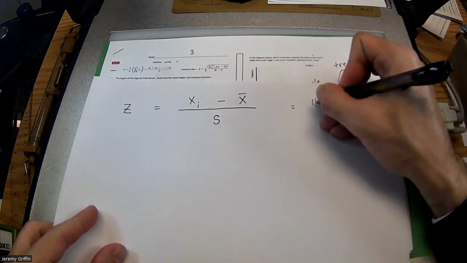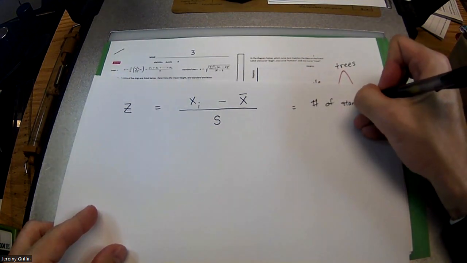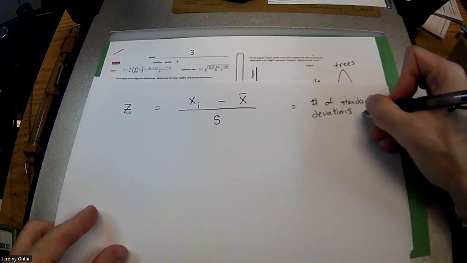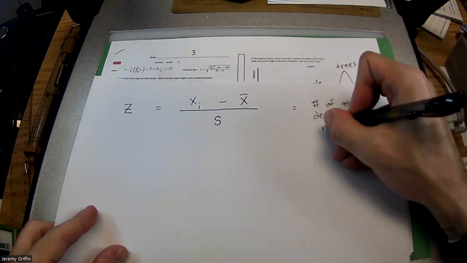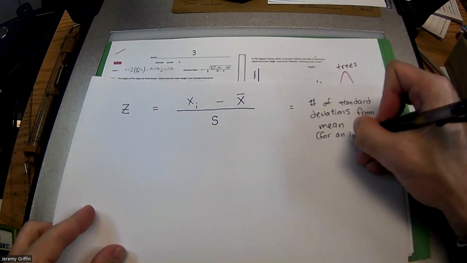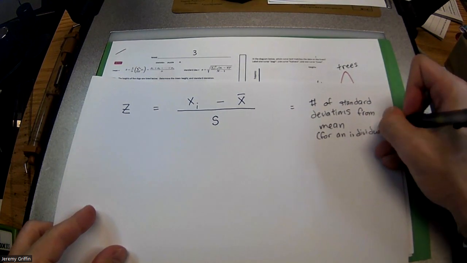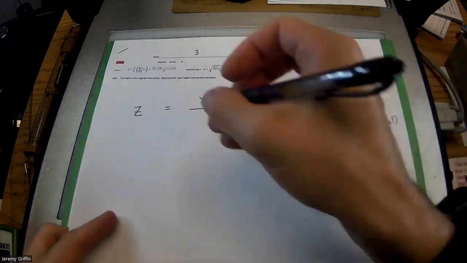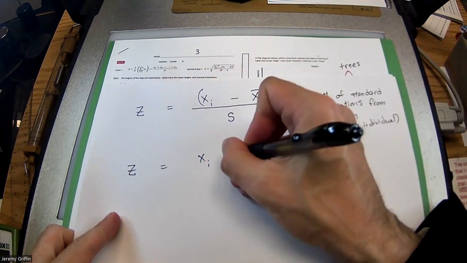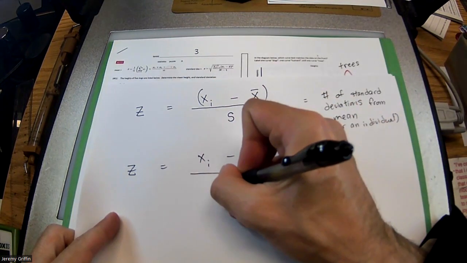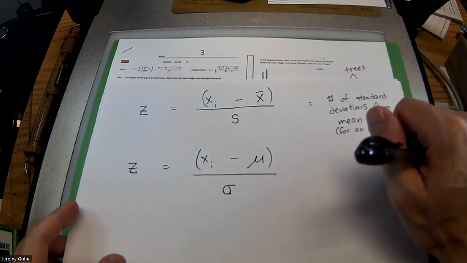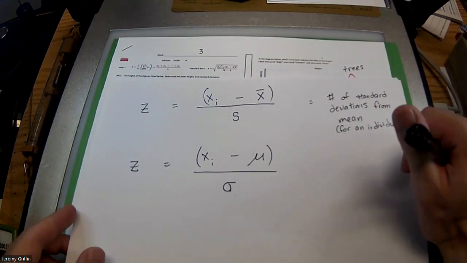So this is the number of standard deviations from the mean, and this is for a single individual. Do you guys see that? Or I might write it this way: an individual sample minus mu, over sigma. Again, I might use these notations interchangeably. If you take stats, you can split hairs and say there's technically a difference, but okay.